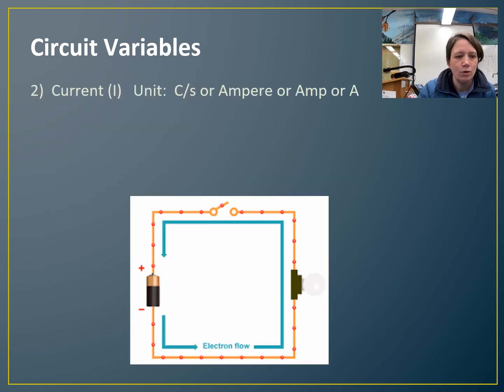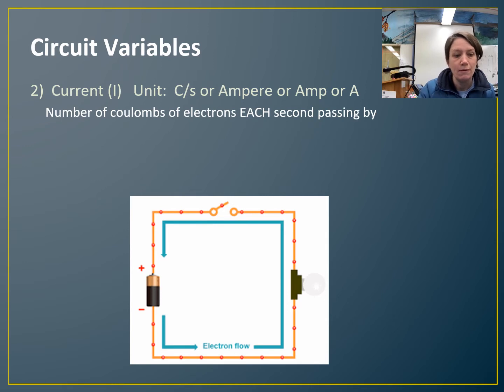The second circuit variable is called current, and hopefully you've already heard that word in English. You have a sense that it somehow relates to the flow of things. In electricity, current specifically refers to the flow of electrons. The units for current are the coulomb every second, or coulomb per second. But again, there is a shortcut. We call 1 coulomb every second an ampere, or an amp, or sometimes just an A. So the current, 1 amp, is defined as 1 coulomb of electrons passing by every second.